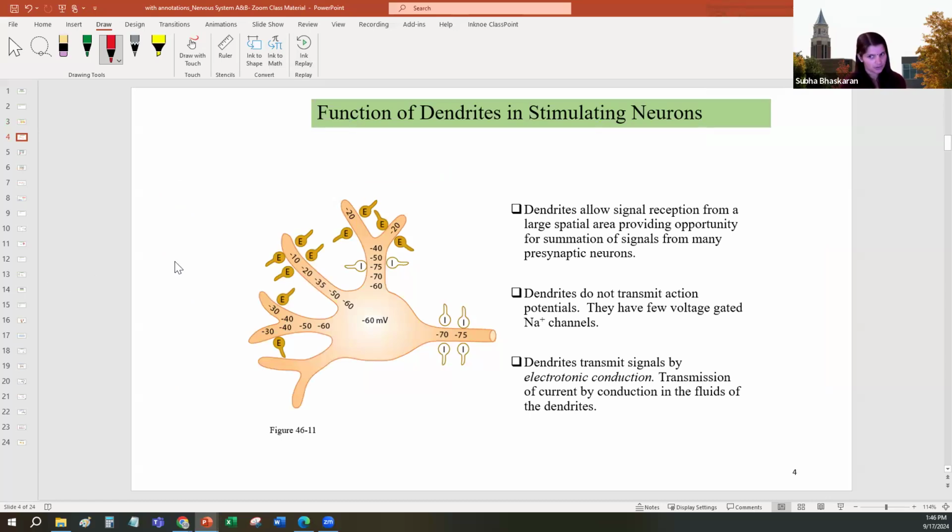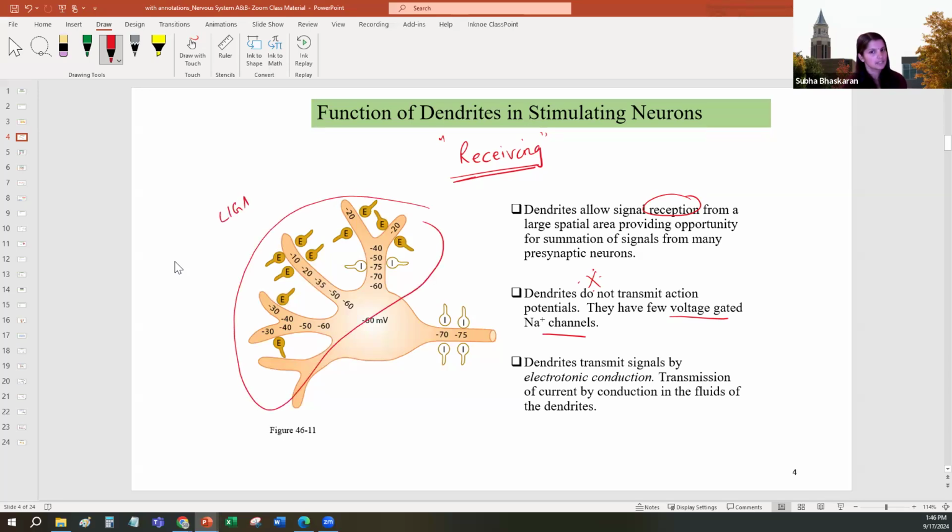All right. Now, just to see the function of dendrites. Again, dendrites are the ones that are receiving the information. Okay. So dendrites allow signal reception and they do not transmit action potentials. Which means they typically are devoid of voltage gated sodium channels. They have only ligand gated channels. Yes or no? Right? Because their job is to bring it either close to threshold or away from threshold, depending on whether it's excitatory or inhibitory, correct?